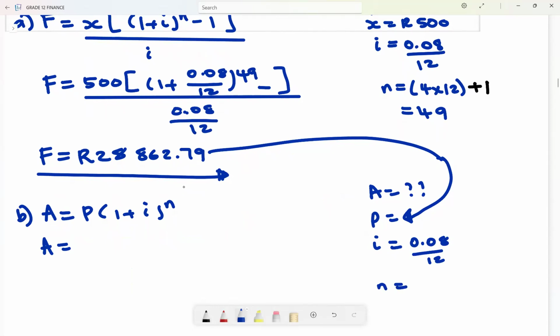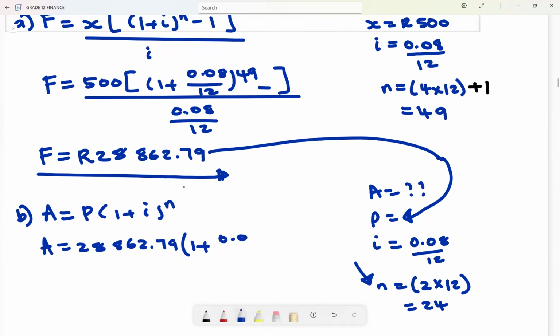And then the number of years, or number of months. Unlike that one, we refer to it as number of payments when we use future value or annuity. So number of years, but we calculate it the same way. It's going to be 2 years, multiplied by how many months? 12. Remember I said this 12 should match this 12 there. Beautiful, right? And then we get 24, and then we can calculate this: 28,862.79 times 1 plus my interest, 0.08, all divided by 12, to the power of 24.